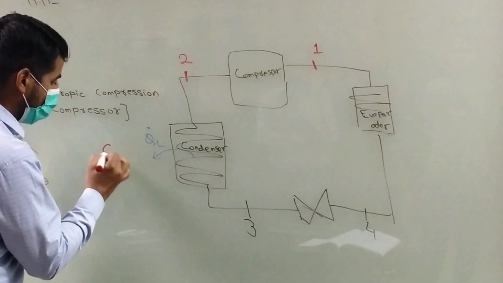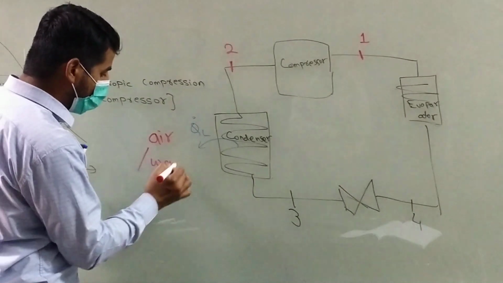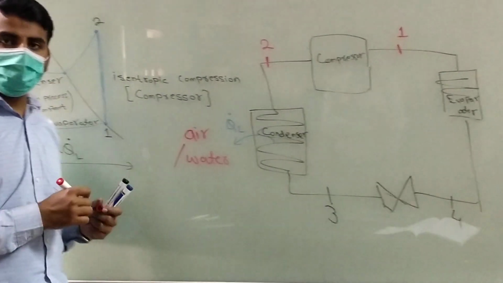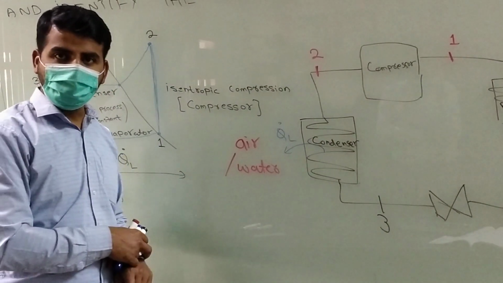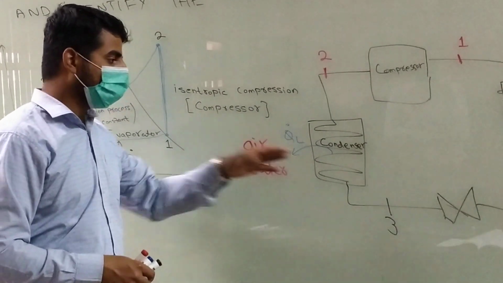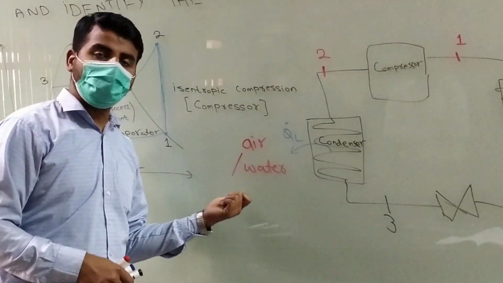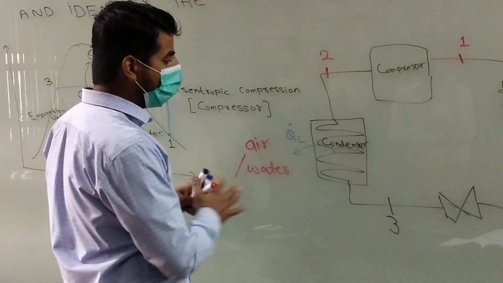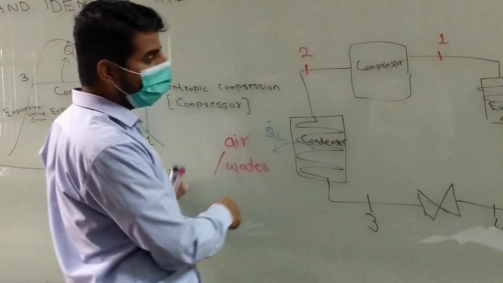So this medium can be air that is easily available, or it can be water. And in our lab, in the equipment, we have both these facilities. The condenser can either eject the heat to the air, or it can eject the heat to the water. So we have both types of condenser available, air type condenser and water type condenser.